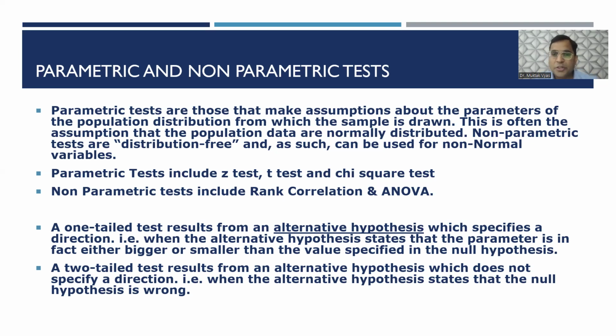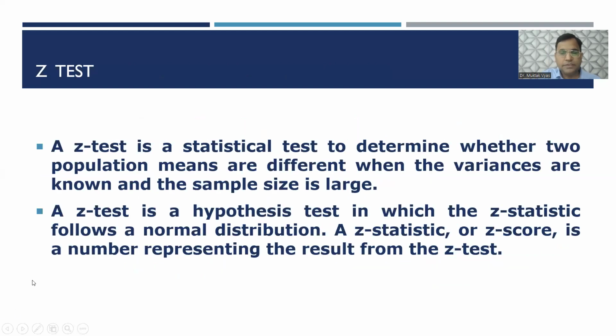Now, two-tailed test. A two-tailed test results from an alternative hypothesis which does not specify the direction. When the alternative hypothesis states that the null hypothesis is wrong. So a two-tailed test is where the inclination of the curve is on both the sides. Now, we first talk about the parametric test, first category, which is a z-test.